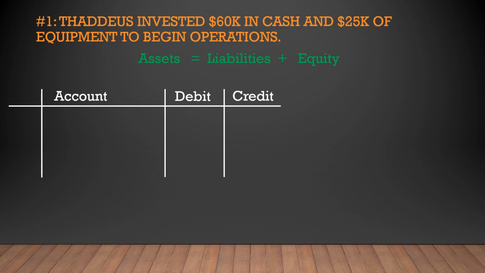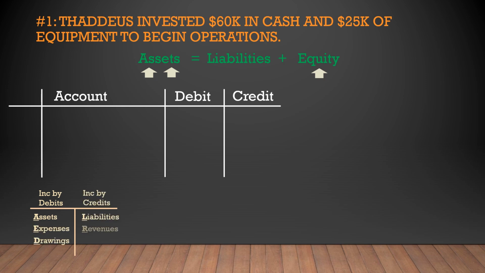Number 1. Thaddeus invested $60,000 in cash and $25,000 of equipment to begin operations. As discussed in my previous video lecture, this transaction provides an increase in the business's cash assets, an increase in its equipment assets, and an increase in owner's equity. How will we record these increases? Pro tip: if you didn't copy down the previous mnemonic, I recommend doing so on a scratch piece of paper to which you may refer as we record these journal entries.